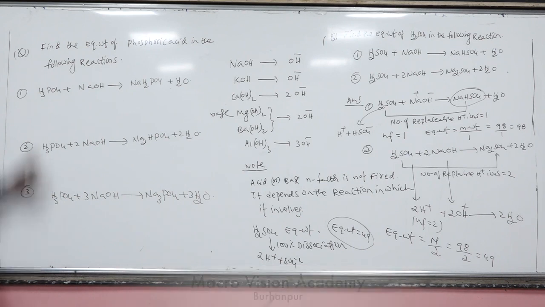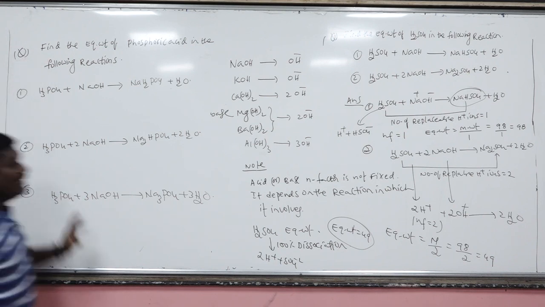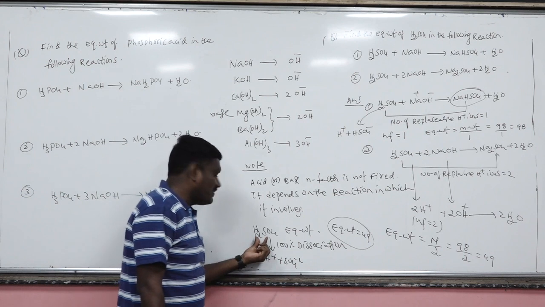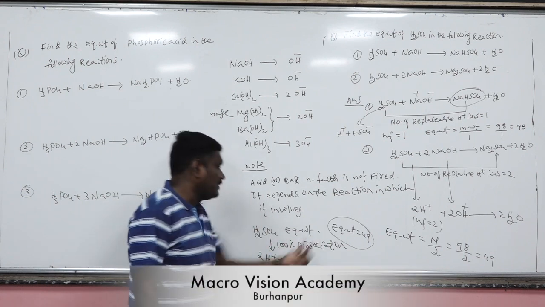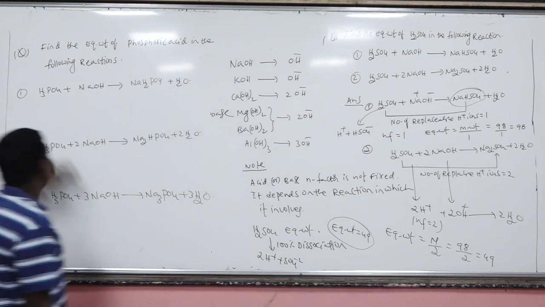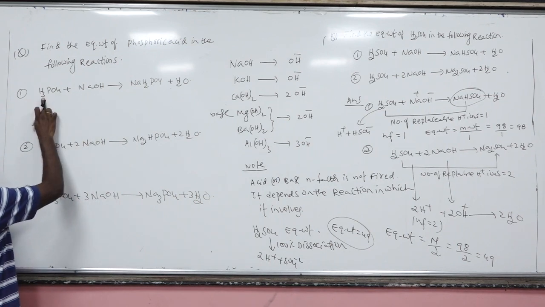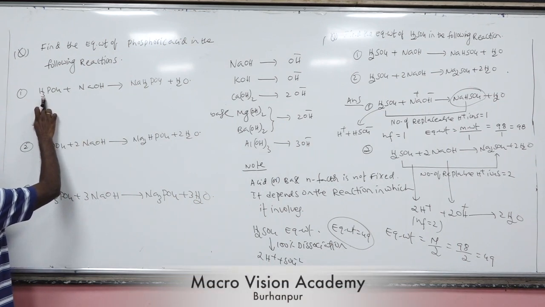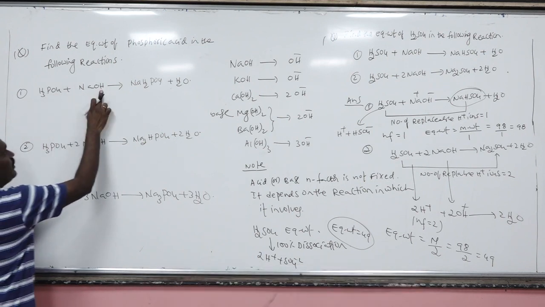Don't think that phosphoric acid N factor is always 3. It is not always correct. Only if phosphoric acid is given individually can we conclude that equivalent weight is equal to molecular weight by N factor, that is 3. But here, according to the reaction, 3 H plus ions it can produce, but only 1 OH minus is present. So 1 H plus combined with 1 OH minus.